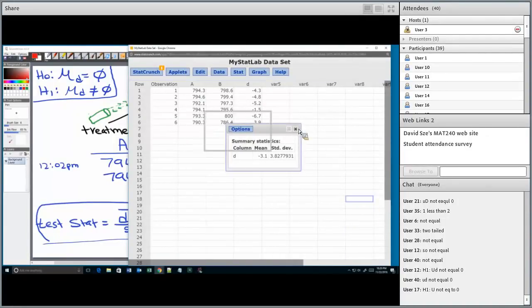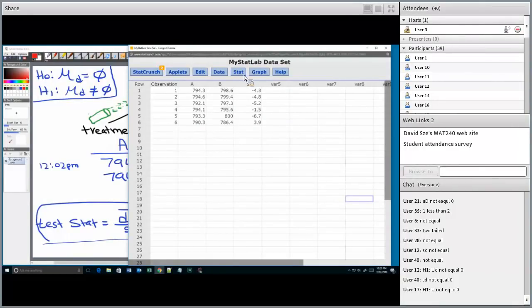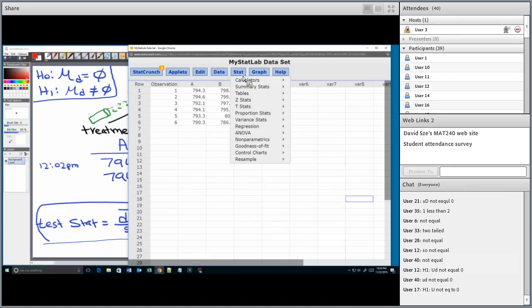Luckily, you can use StatCrunch to do this. For that, I'm going to go to Stat, and be careful here. We're going to go to T Stats now. Remember, this problem involves calculation of means, right? Average. I told you last week, whenever you have an average, you always use the T distribution. You don't use the Z distribution. So we're going to go to T Stats now. And under T Stats, we have an option called paired. So I'm going to click on paired.